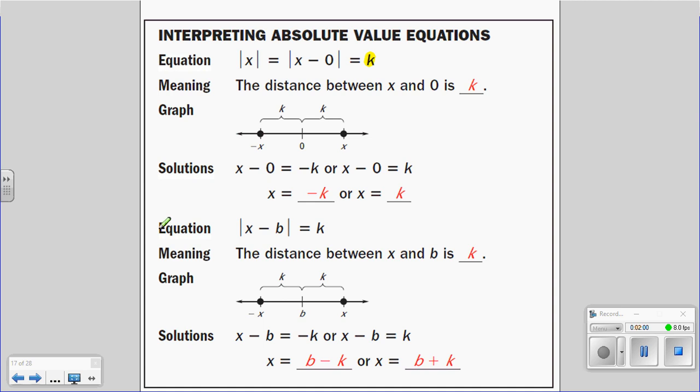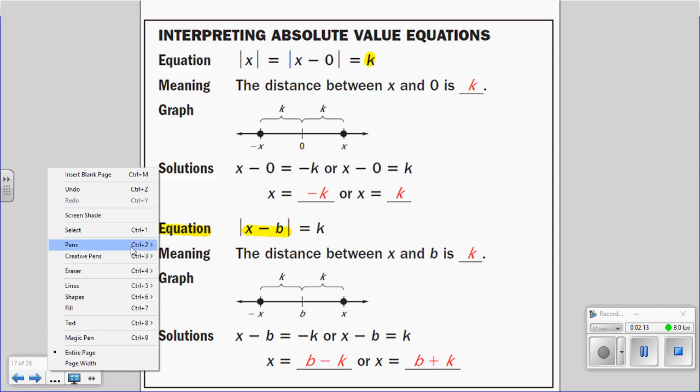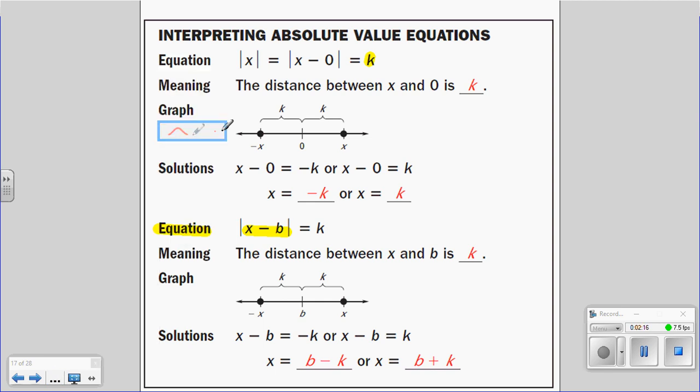So let's focus our attention here where we have the absolute value of x minus b is equal to k. To find the solutions, you're going to write your equivalent equations. Again, you have to write these equations. These are your equivalent equations. And then solve each one. Again, this will make a whole lot more sense in the next example.